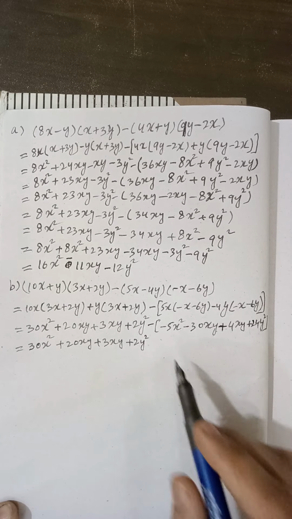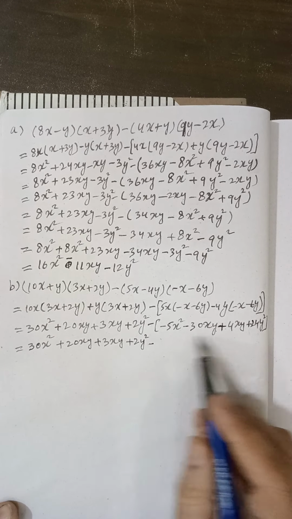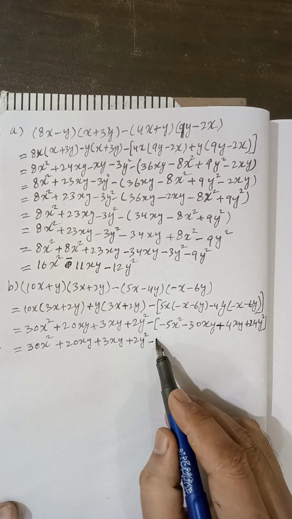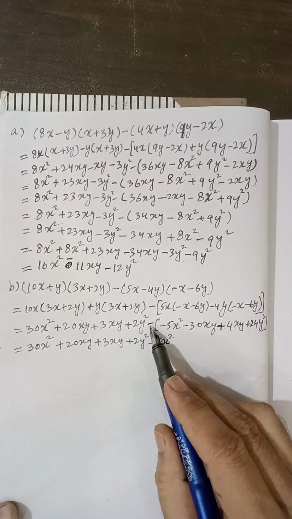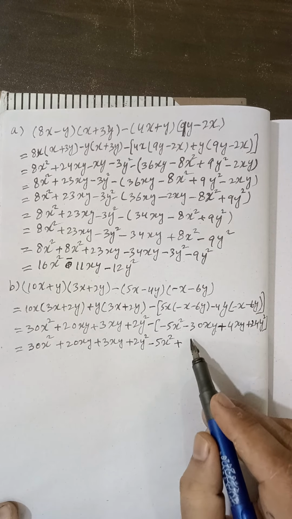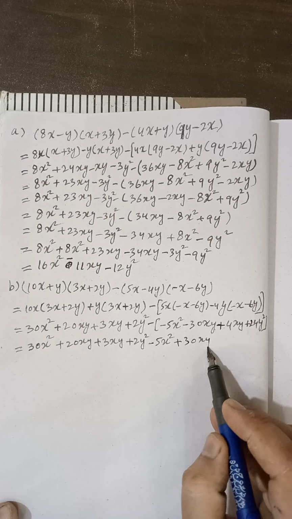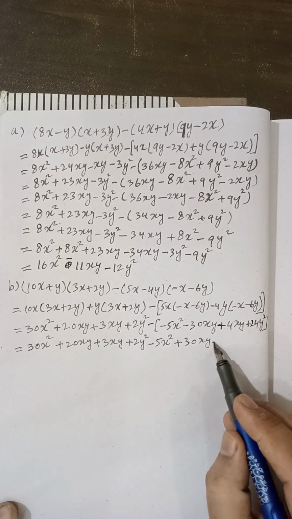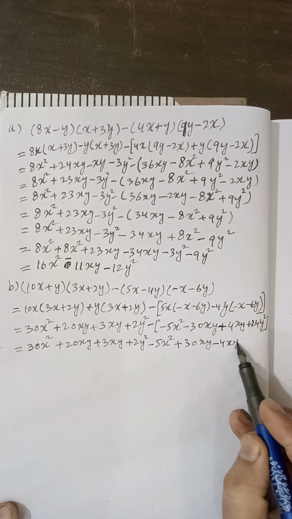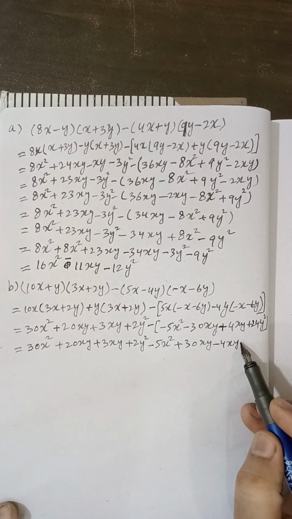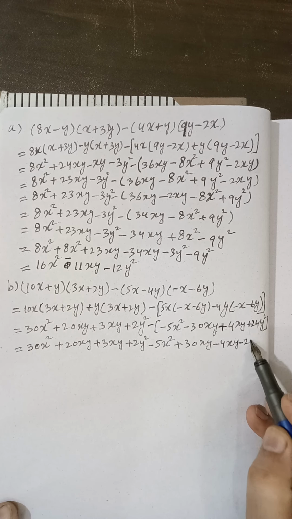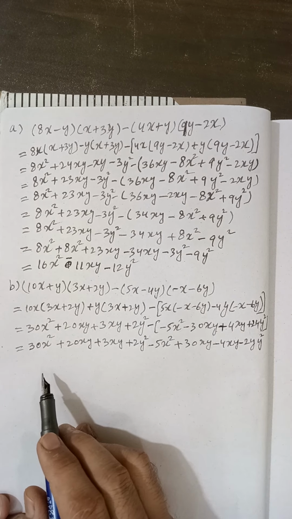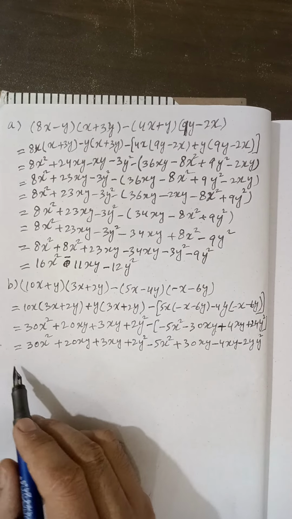I have written this term as such. Due to this minus sign, I will remove the bracket and change the inner sign, minus minus plus, and 5x square here. Then due to this minus it will change plus, and 30xy here. Due to this minus sign you will change the inner sign, this one, minus 4xy. Due to this minus sign change this sign, minus 24y square. Now you can arrange the like terms. Arrange the like terms please.